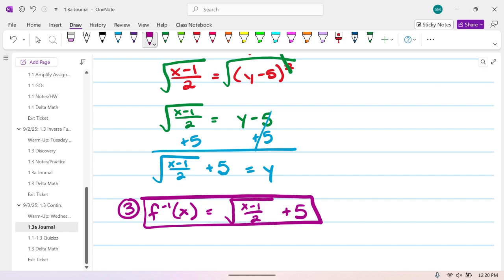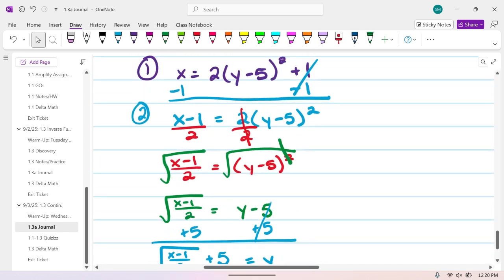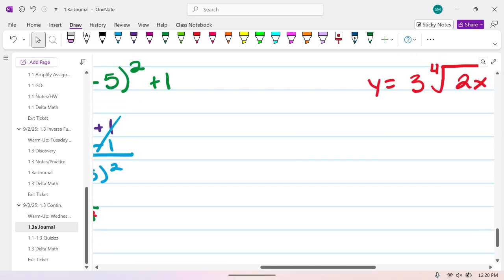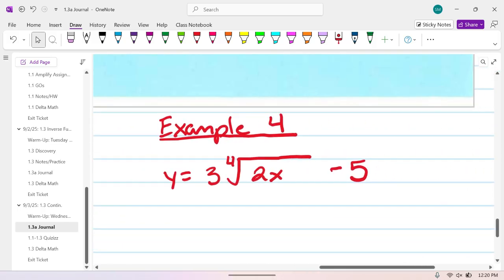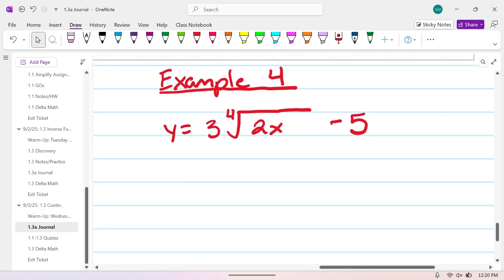All right. Any questions on that one? All right. Last example, and then we'll go on break. So this is one that's similar to the exit ticket. Now instead of undoing an exponent, we're undoing a root. We're still going to treat it like it's an exponent. So we're doing y equals 3 times the 4th root of 2x minus 5.